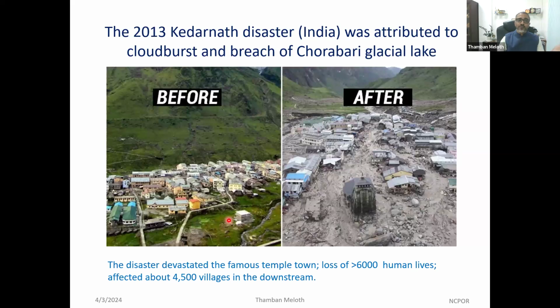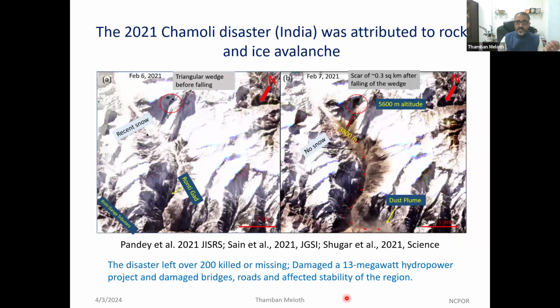One of the classic examples is the Kedarnath disaster in 2013, which was essentially related to an extreme weather event happening around a glacial lake region, where the lake was unable to withstand the ferocity and ultimately lost its ability to hold, finally devastating nearly 4,500 villages downstream and taking more than 6,000 human lives. And these events are increasing every year.